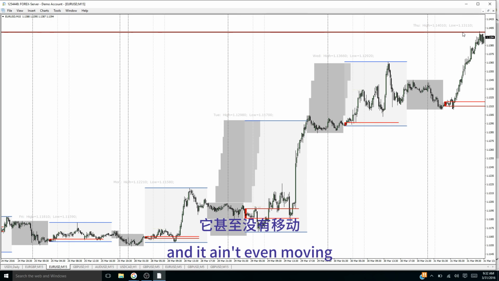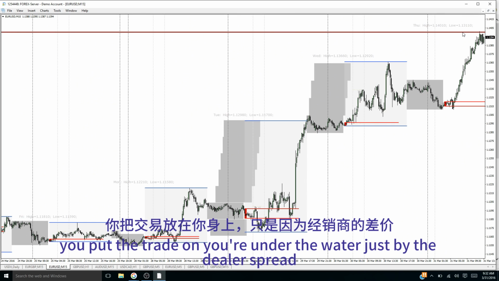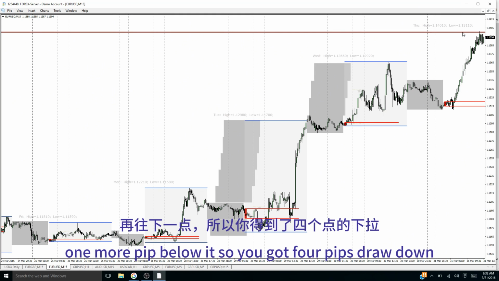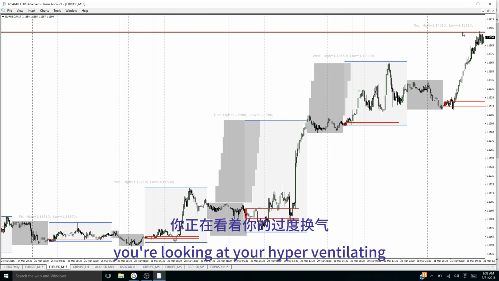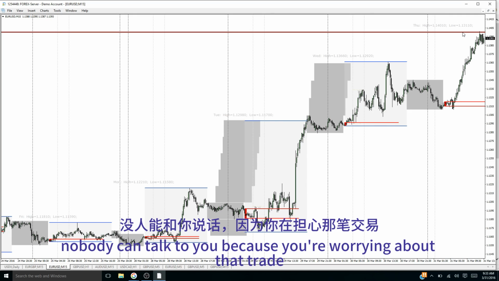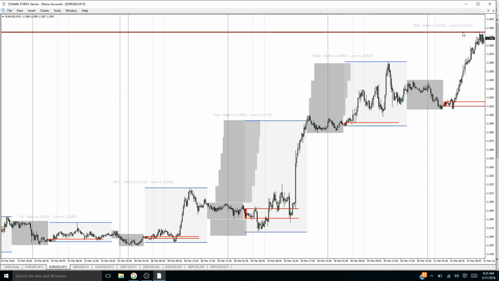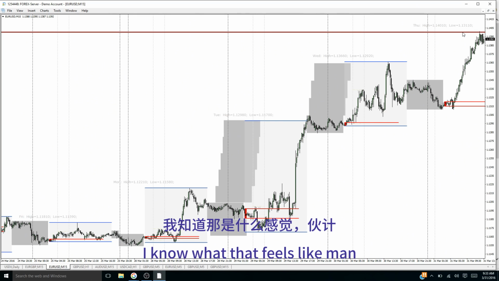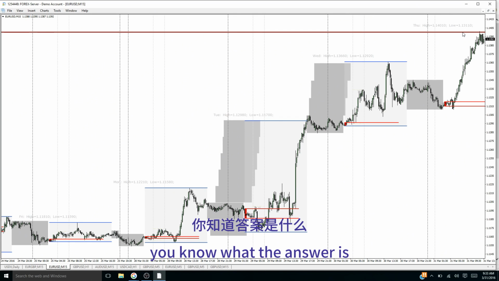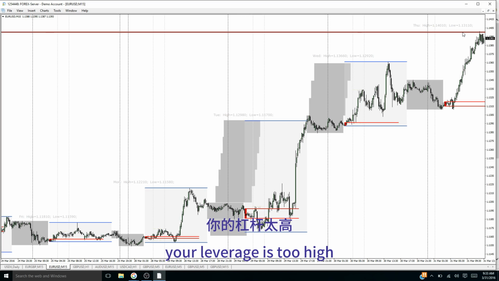And it ain't even moving. You put the trade on, you're under the water just by the dealer spread, and maybe it went one more pip below it. So you got 4 pips drawdown. You're looking at it, you're hyperventilating. You can't eat. You can't talk. Nobody can talk to you because you're worrying about that trade. I know what that feels like, man. I know exactly what that feels like. And you know what the answer is? Your leverage is too high.